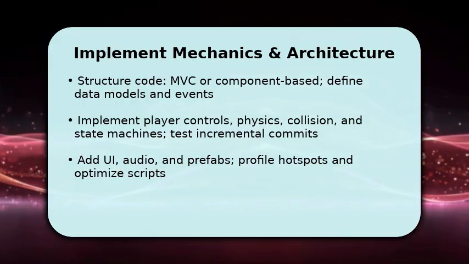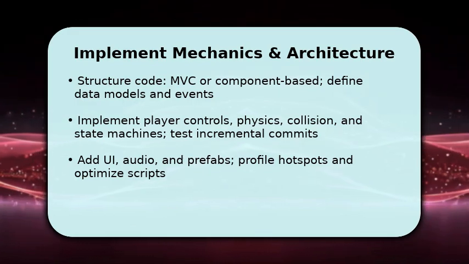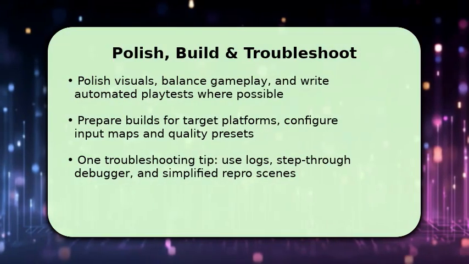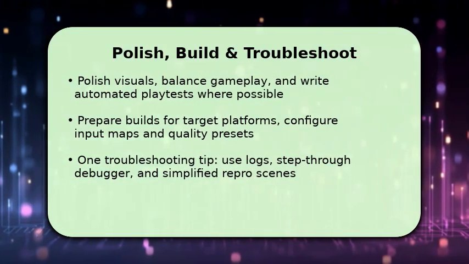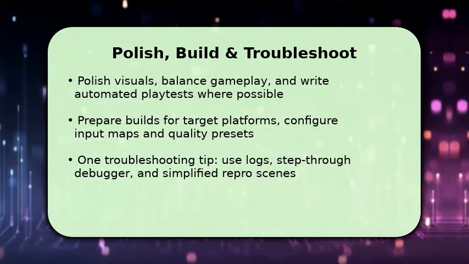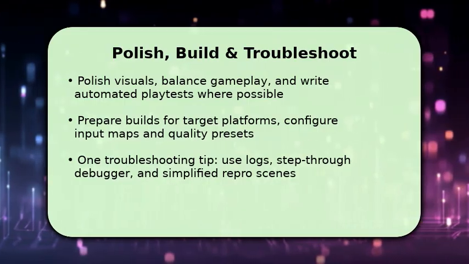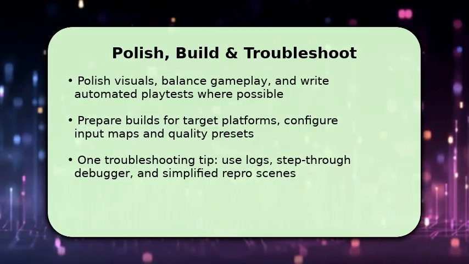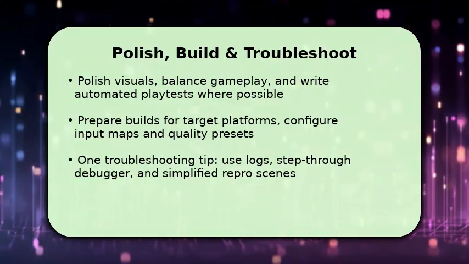You finish by polishing, packaging, and verifying stability. Iterate on visuals and tuning, then create platform builds, set input mapping, and configure quality presets for performance. Run automated tests and playtests to catch regressions, make a release checklist, and tag a stable commit.